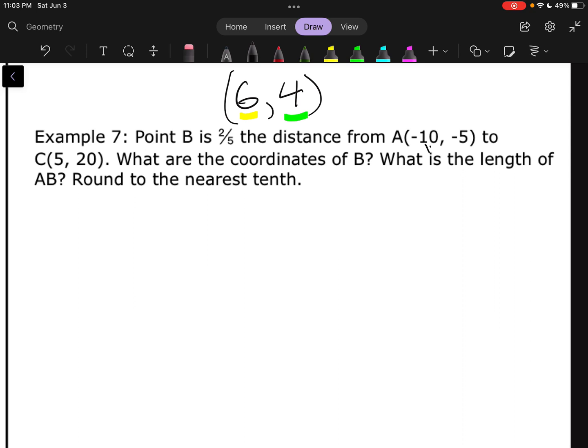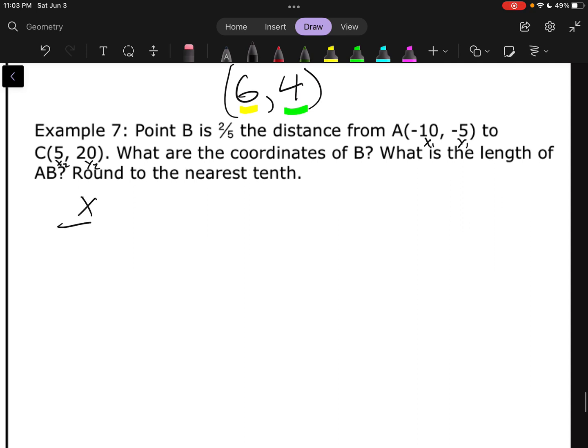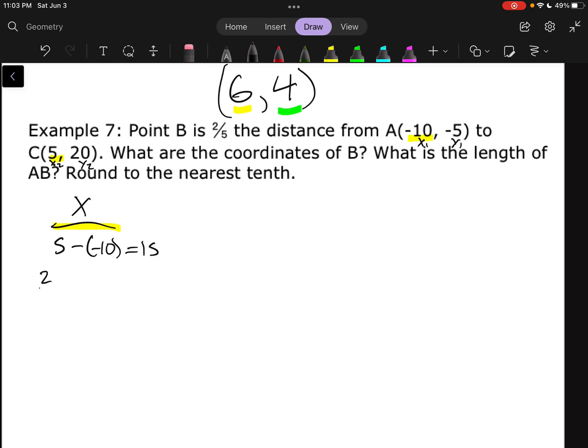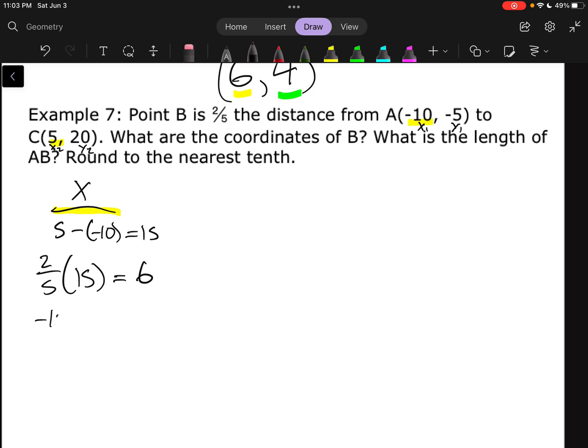So let me label this here. x1, y1, x2, y2. Start off with our x's here, -10 and 5. x2 minus x1, so that is 5 minus -10. 5 plus 10 is 15. We're going to find 2/5 of 15, which is 6. We go back to that -10. We add the 6. We get -4.